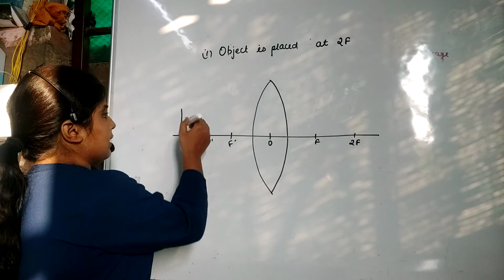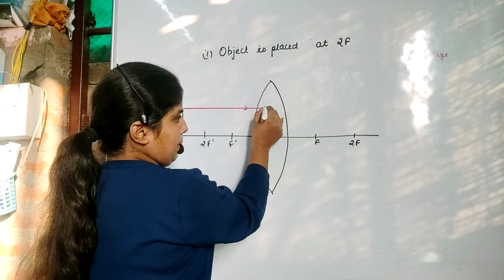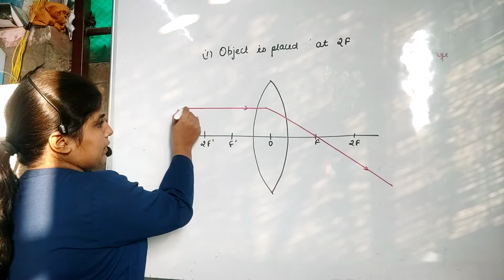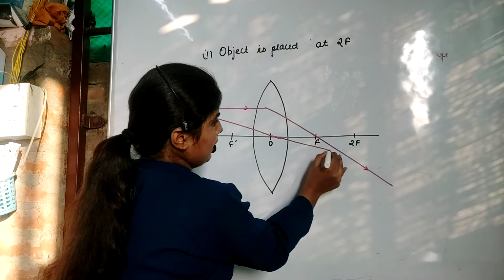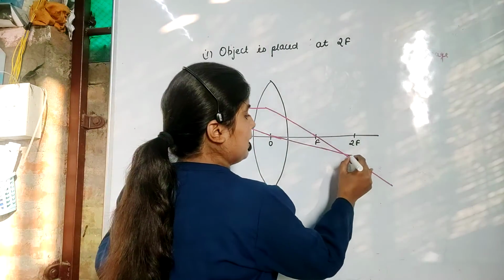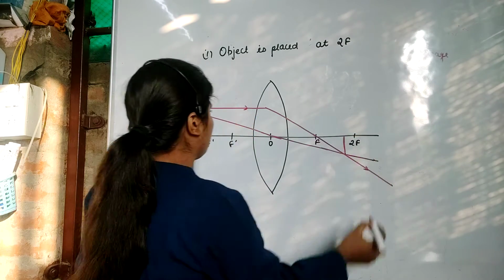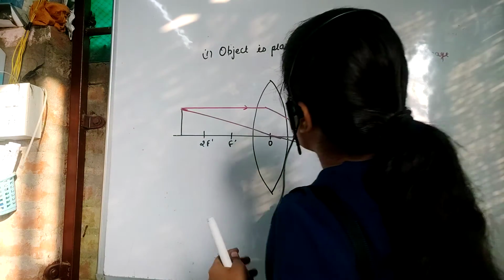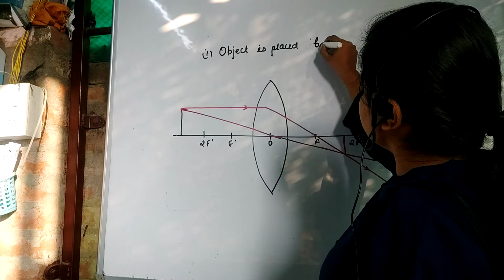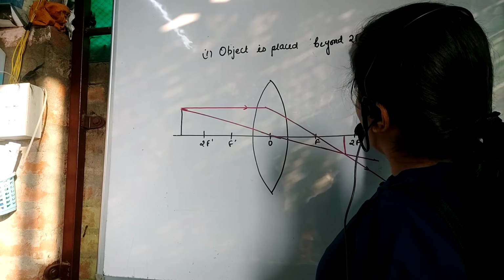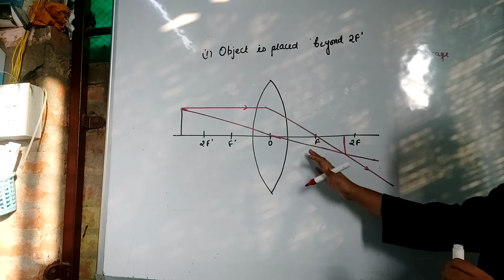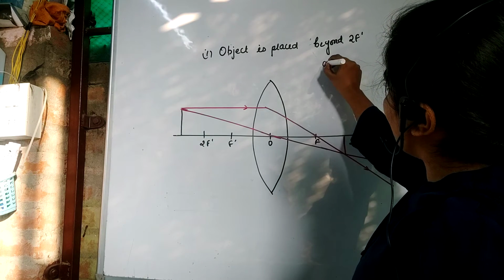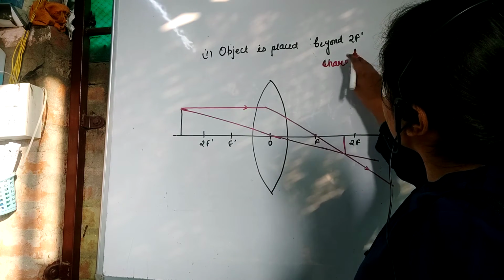Okay, a ray of light which is parallel to the principal axis passes through the point that is called the focus. And the second rule: a ray which is passing through the optical center will be undeviated. And here we are seeing that the image is formed between F and 2F whenever the object is placed beyond 2F. So the image is formed between F and 2F.